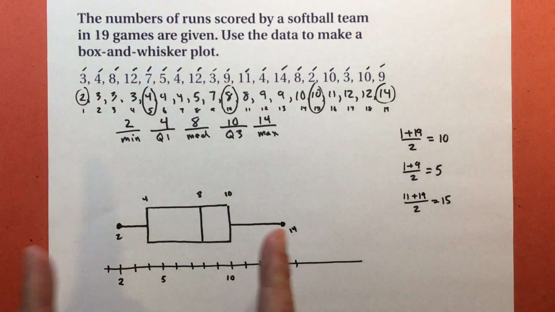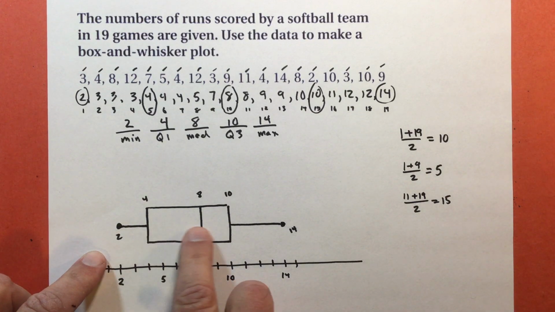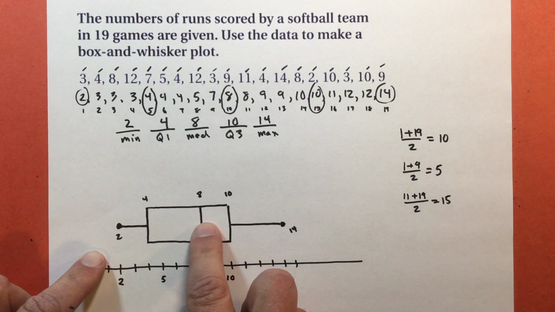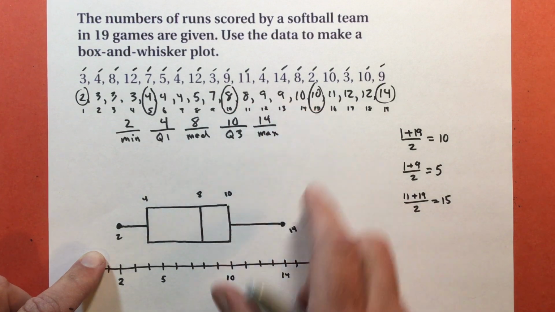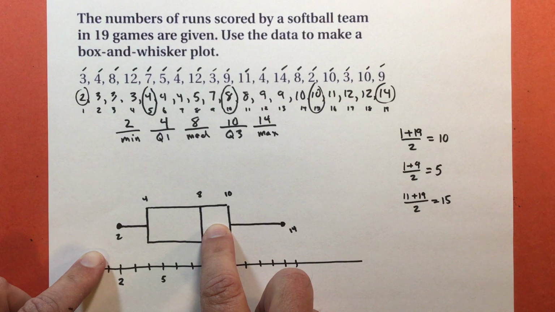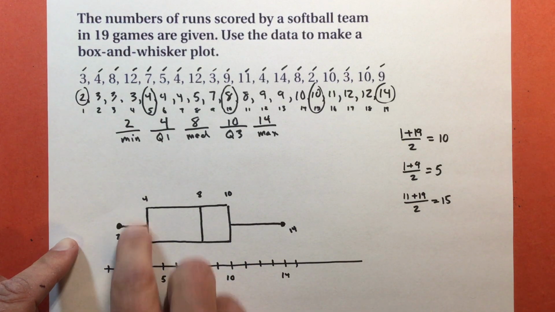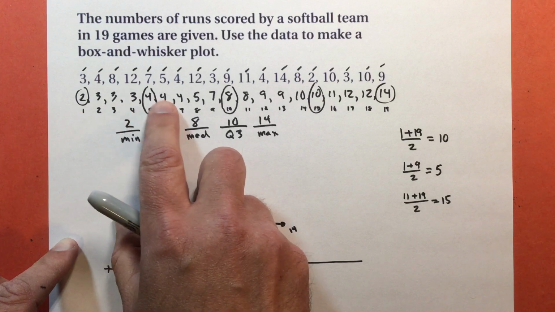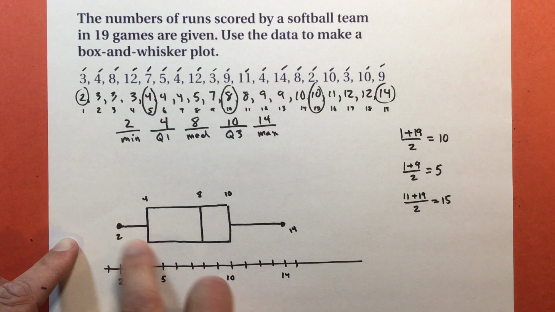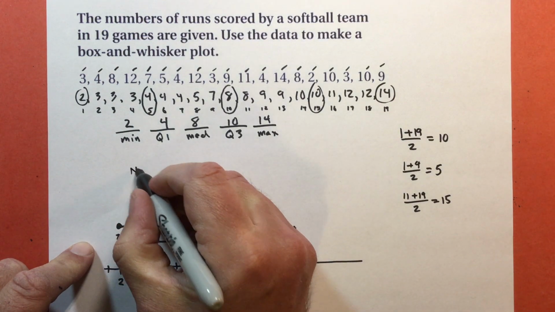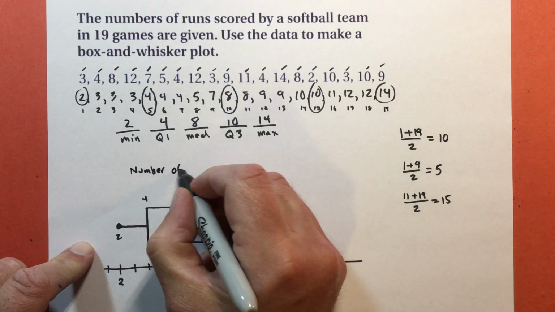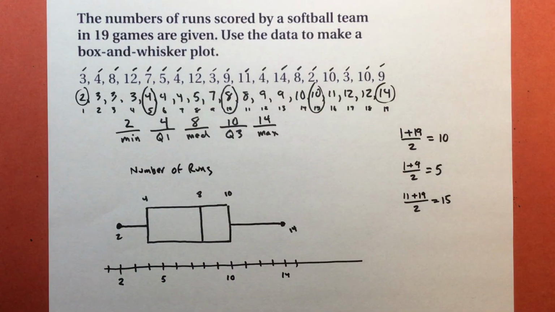So the closer these things are, that means that the more the data is clustering. This half of the box is twice as wide as this half. So from 8 to 10, they've got 8, 8, 9, 9, 10, 10. There's a lot of games where they scored 8, 9, or 10 runs. Same thing here, 2, 3, 3, 3, 4, and even 4 and 4. There's a lot of games that were down here. Okay? So that's how we do a box and whisker plot. And actually, I should also title it so I can say number of runs for this softball team.